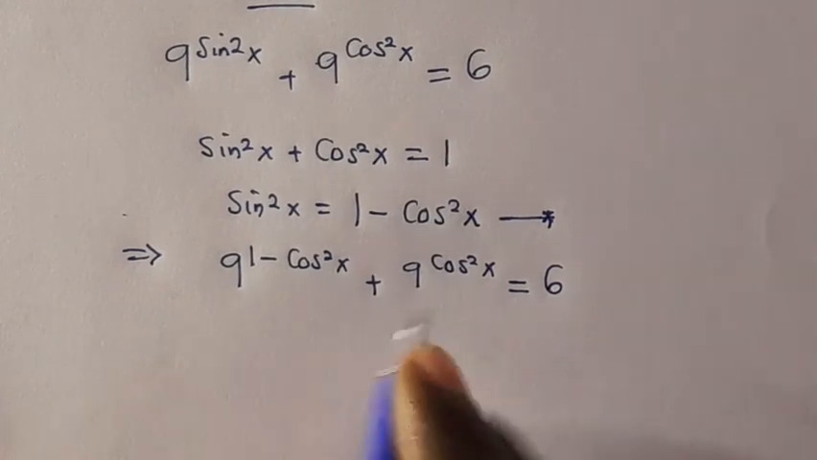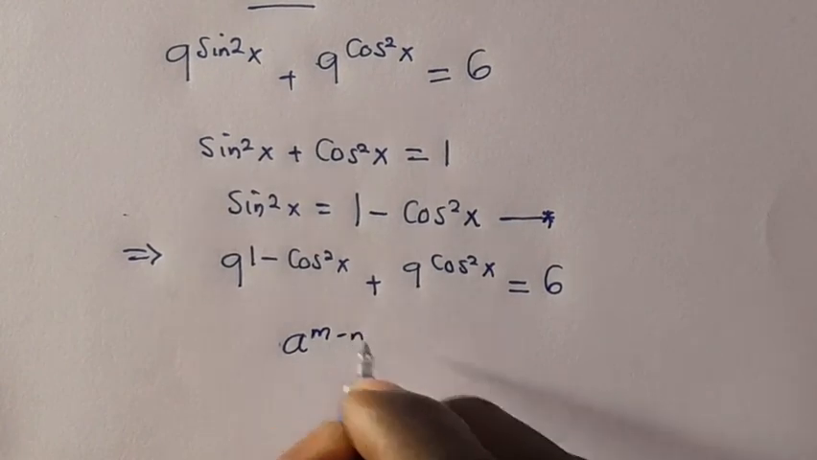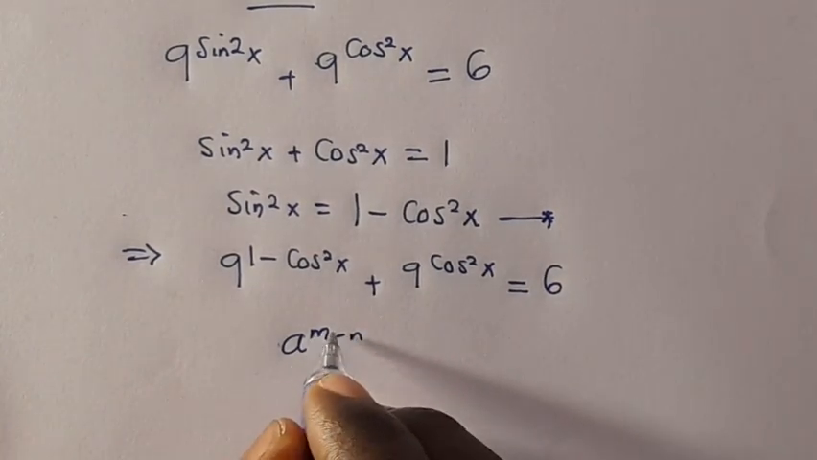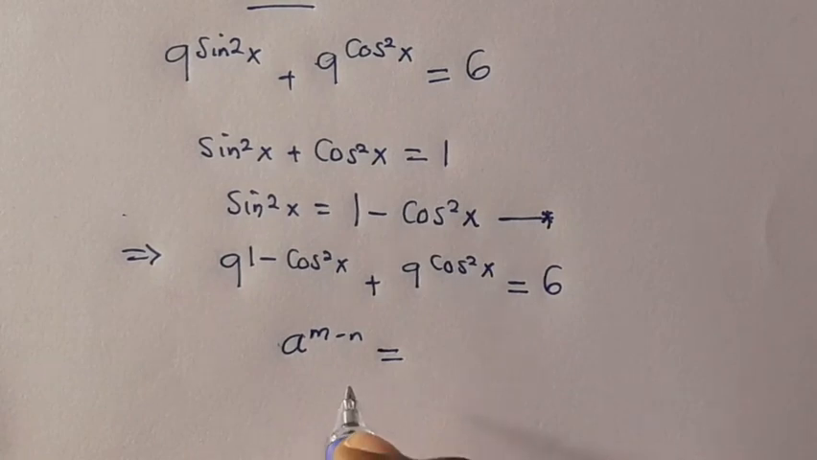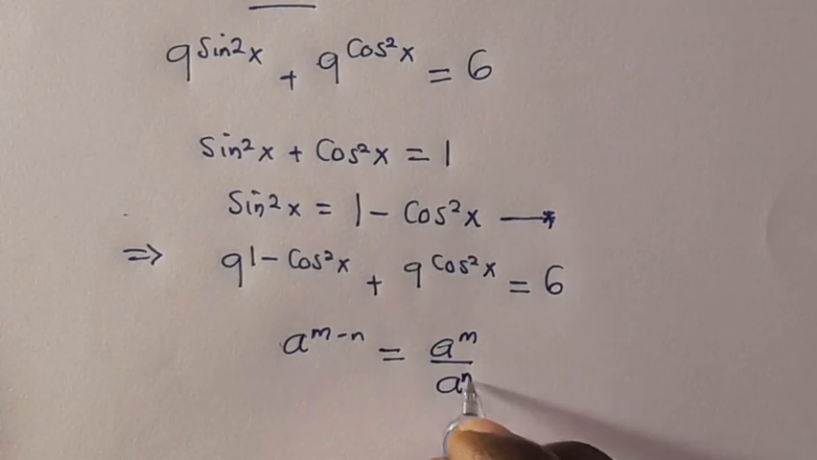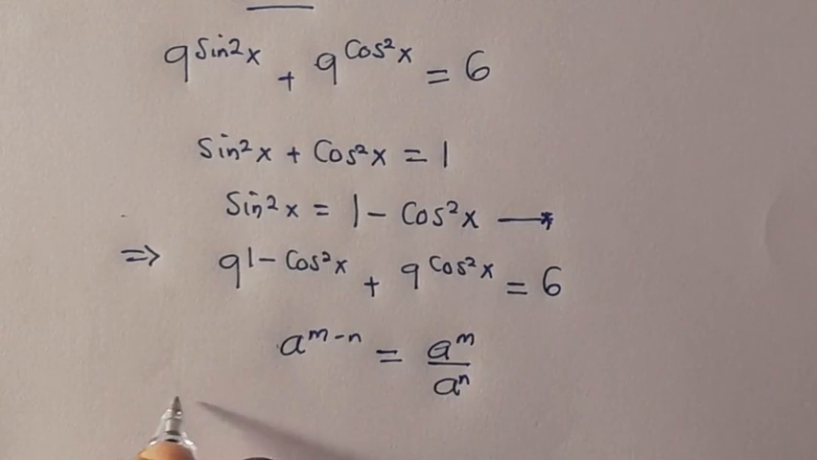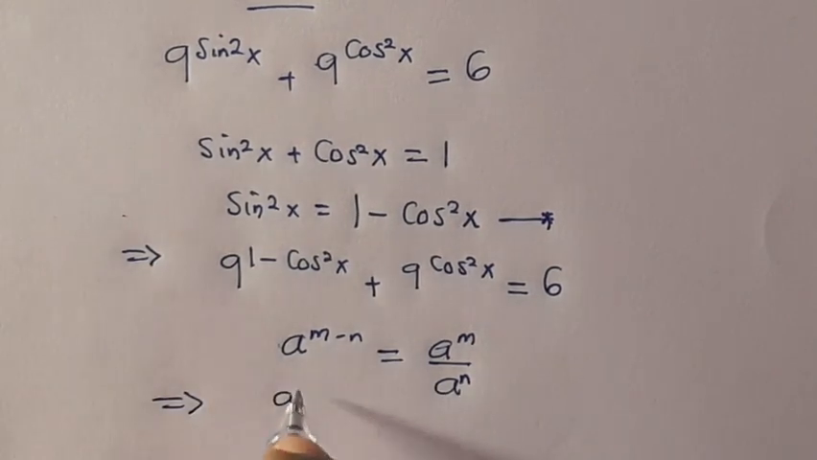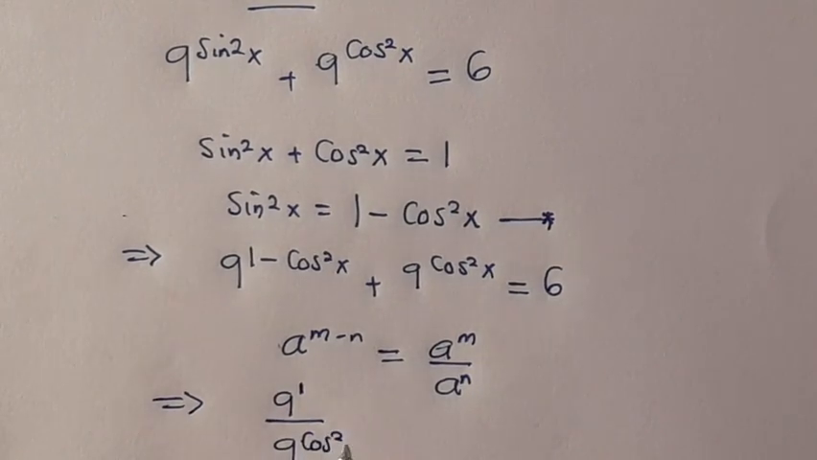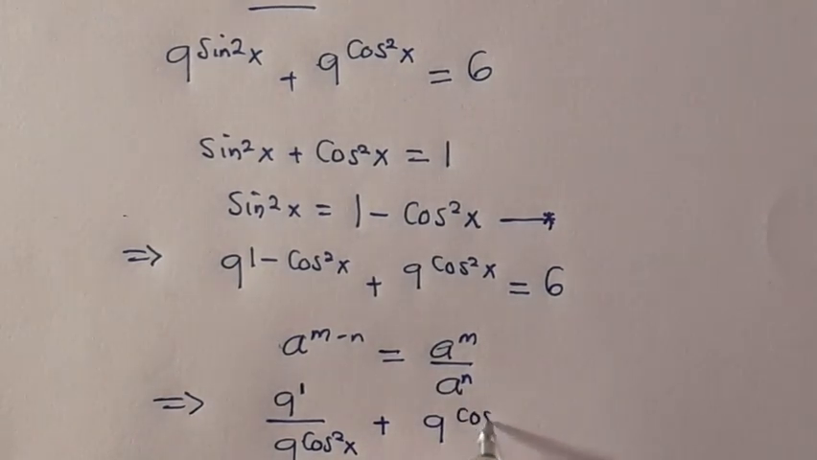Now, we have to recall from the law of indices, when you have a raised to power m minus n, this can be simplified to a raised to power m divided by a raised to power n. So by applying this expression here, we are going to have 9 raised to power 1 divided by 9 raised to power cos square x plus 9 raised to power cos square x equals 6.